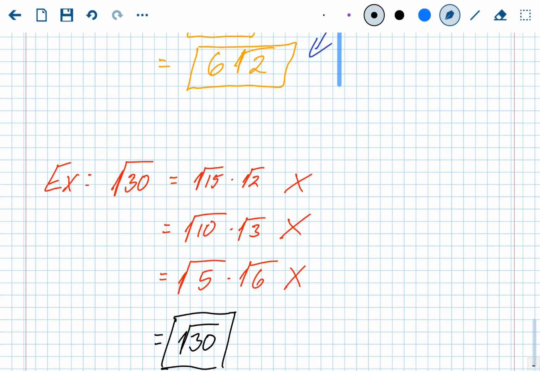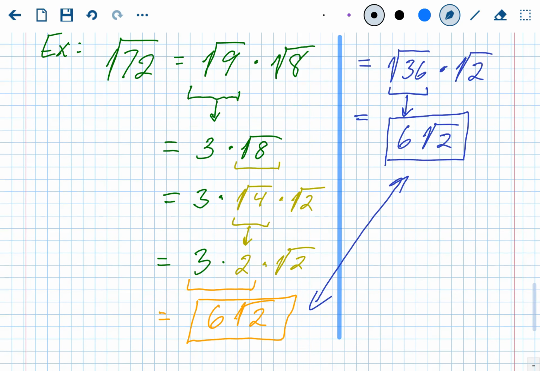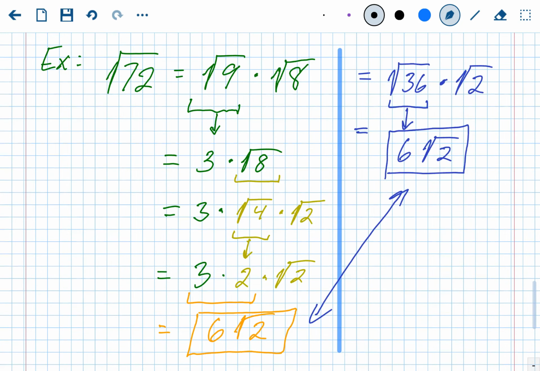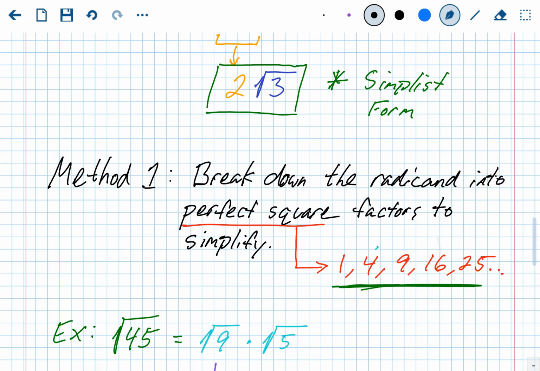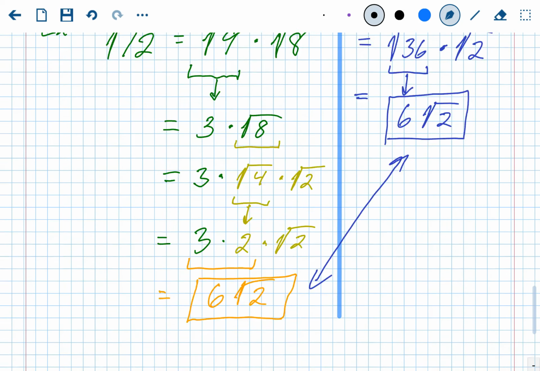But again, break it down. Think of all the factors. More specifically, try and think of ones that are perfect squares. If you can find the biggest perfect square, it'll make it a little easier, but you don't necessarily have to. Then break it down. Again, we're trying to get that radicand as small as possible. A lot of times you end up with a prime number under the radical, but that's not always going to be the case.